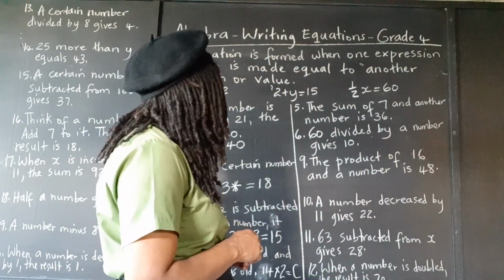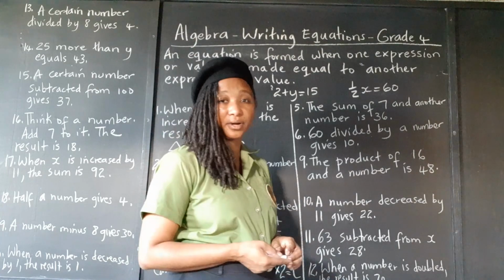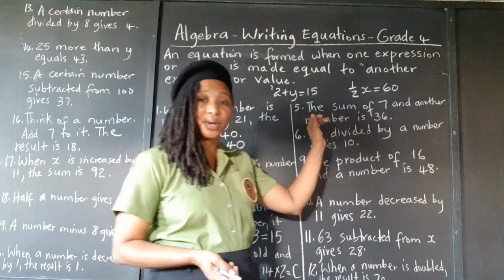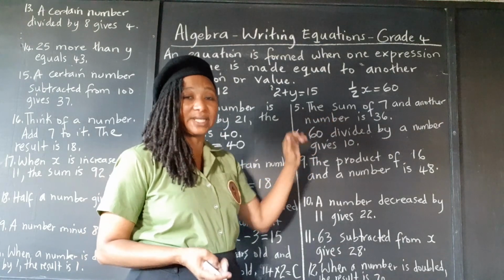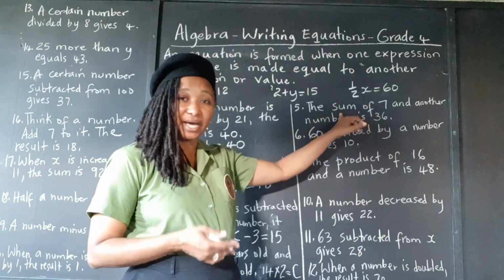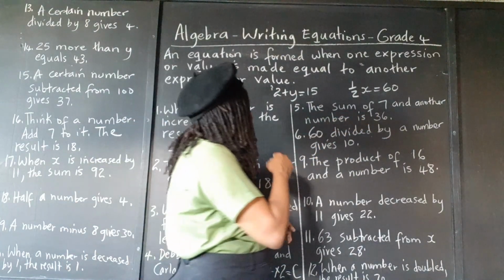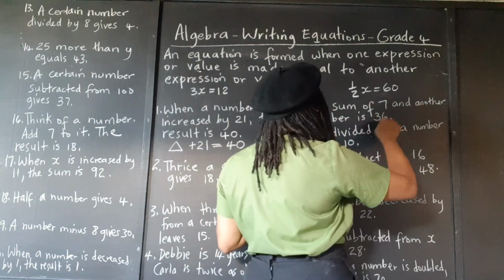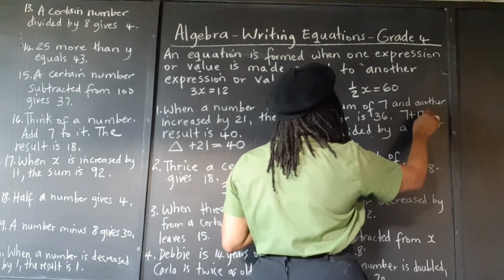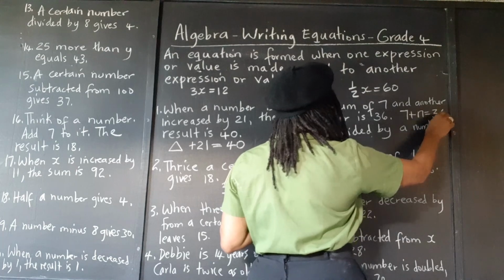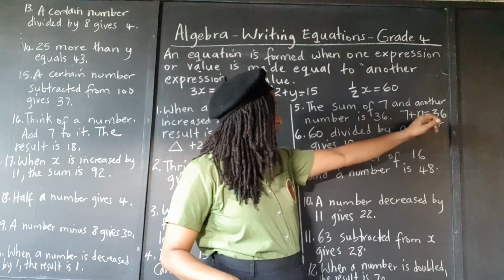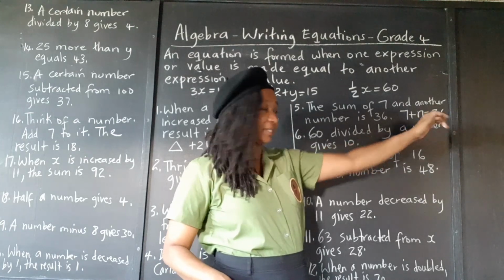The sum of 7 and another number is 36. So we're going to use a variable, a letter, to represent the other number. The sum means to add. The sum of 7 and another number, so 7 plus a number gives 36. That's the sum: 7 plus a number gives 36.